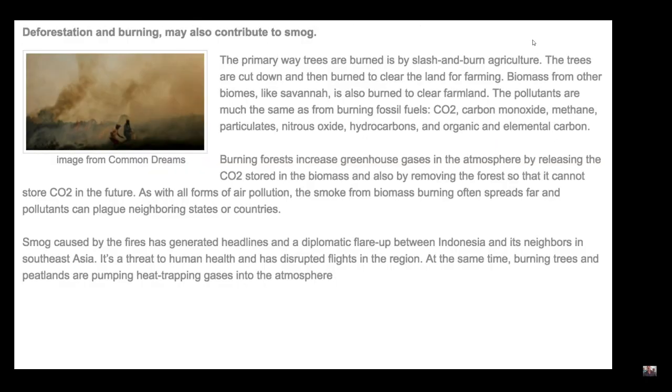And a big part of this, as well as Bangkok, is just deforestation and burning also contributes to smog. This is huge in Thailand, I would say.